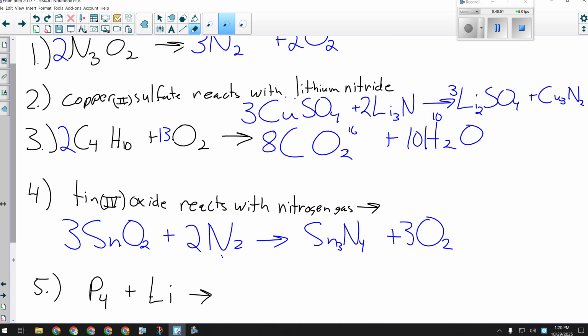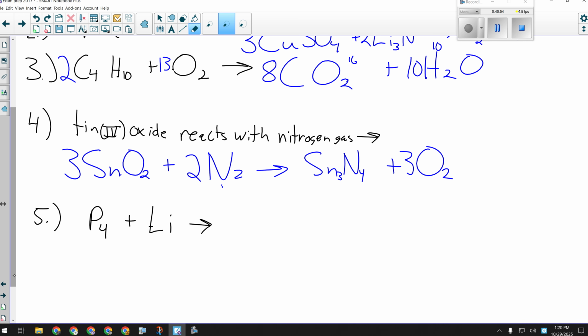Okay. Last one. What kind of reaction is that? It's a synthesis reaction. What did I do in this one?